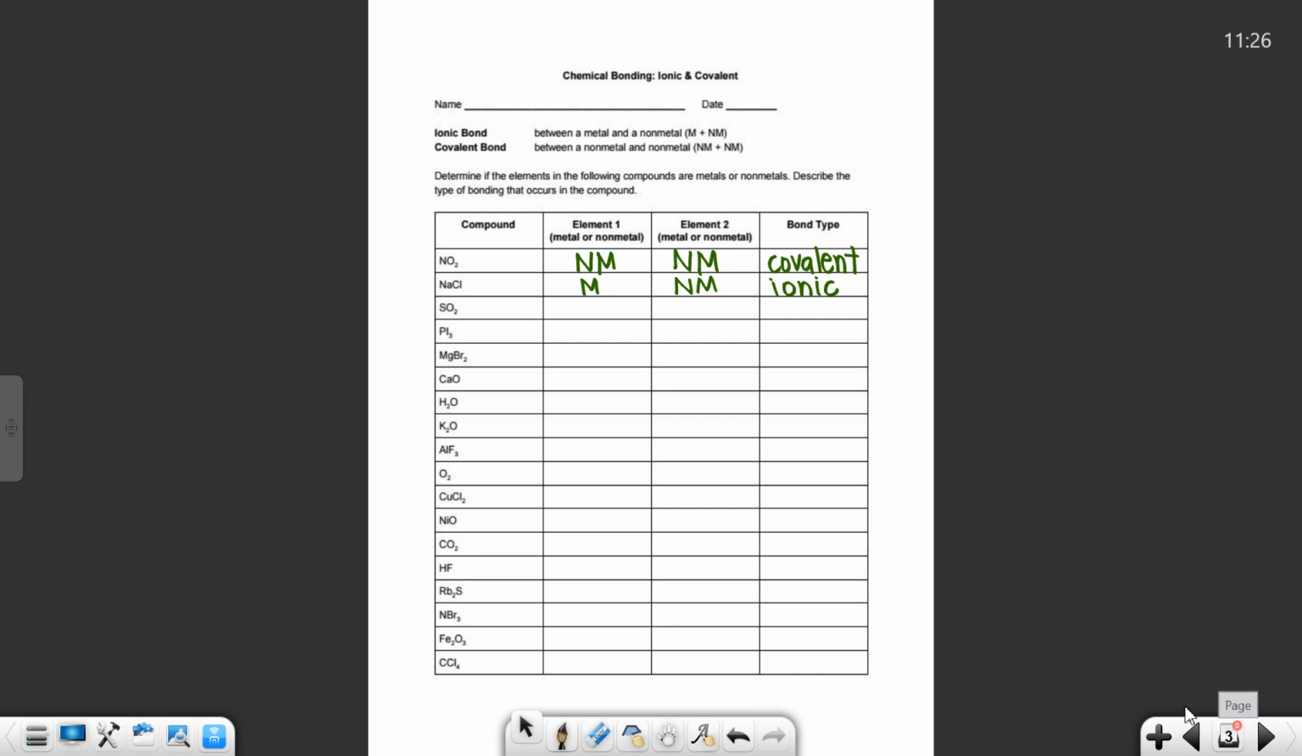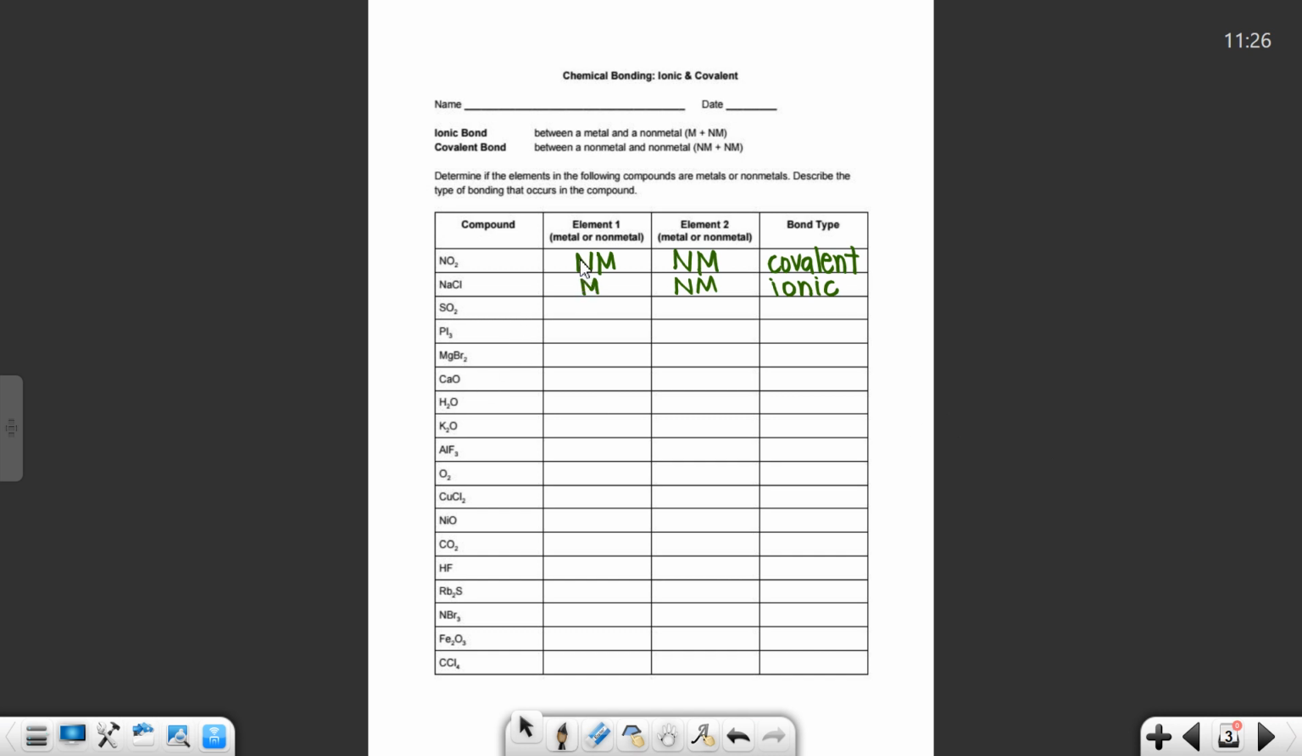All right, so this handout here that you have access to in Schoology is asking you to determine whether or not something is ionic or covalent. And what you're doing is looking at the element listed first and the element listed second. And so in our first example, we have NO2. So you're just looking at the N and the O. We're not focused on the number right now. We're just looking at the N and the O.